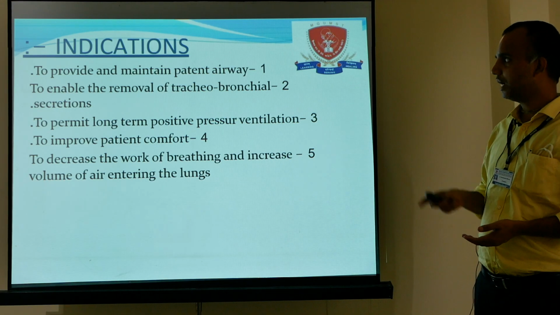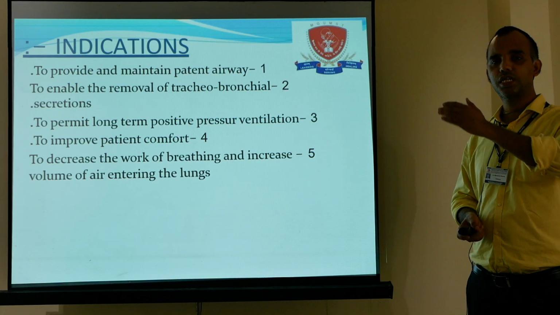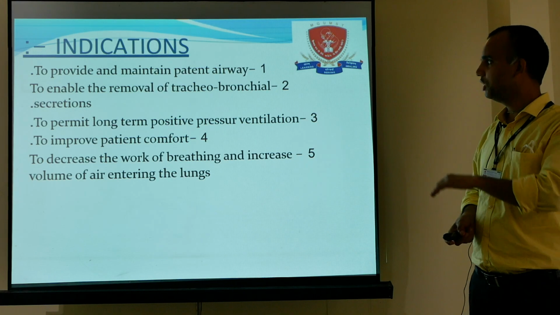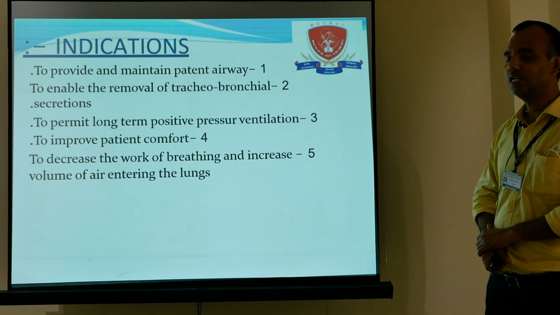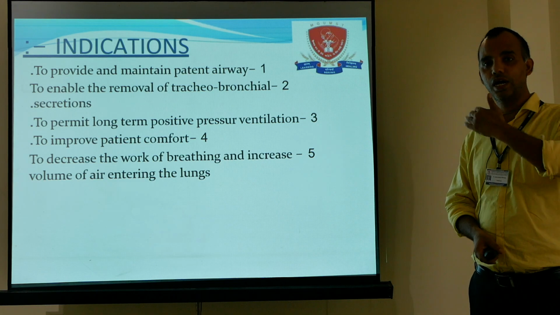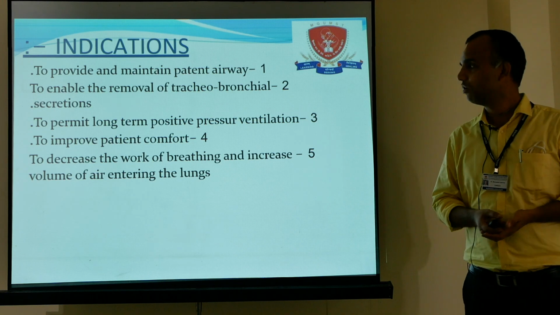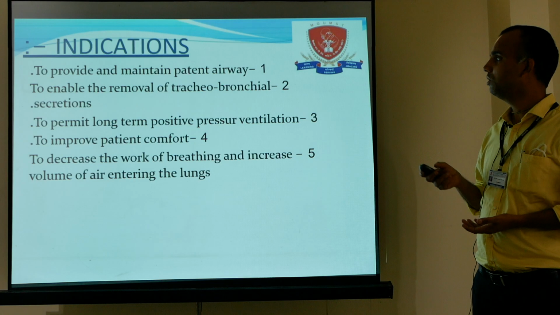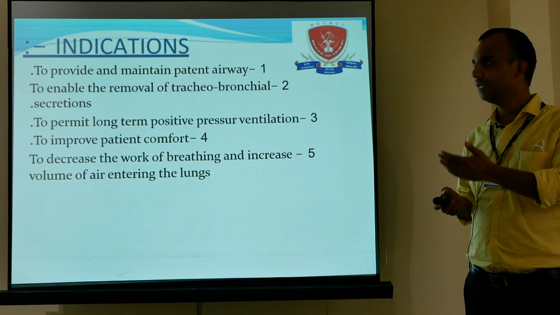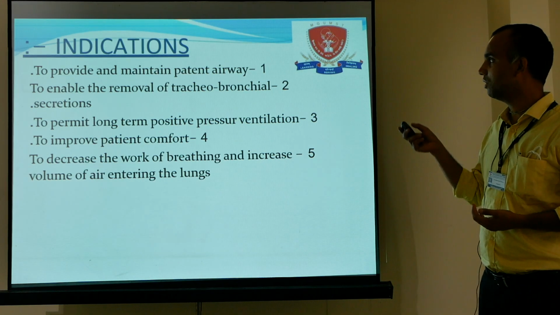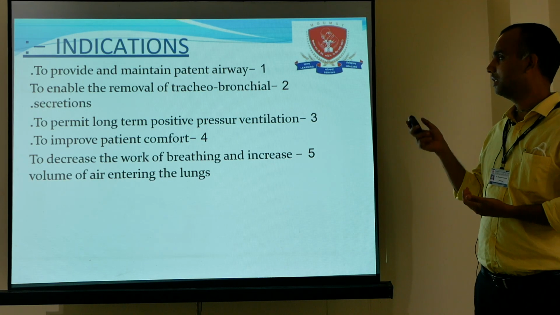Both inspiration and expiration mechanisms will be altered. So the first indication is to provide and maintain a patent airway, by which the patient's inspiration and expiration mechanism will be restored. The second indication is to enable the removal of tracheobronchial secretions, because the patient is unconscious, critically ill, and has so many secretions, like in COPD, where the patient has very thick secretions. Also bronchitis, tuberculosis. To enhance suctioning and to remove them, the tracheostomy is needed.